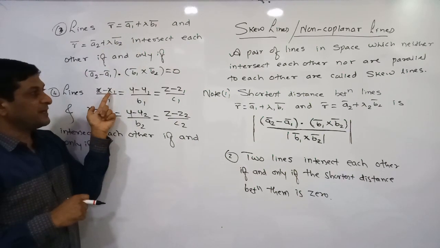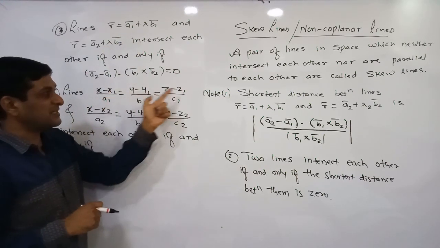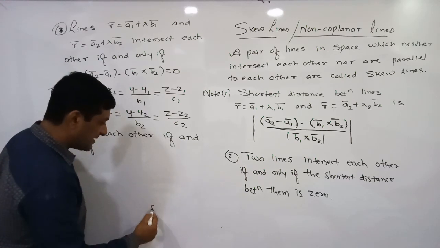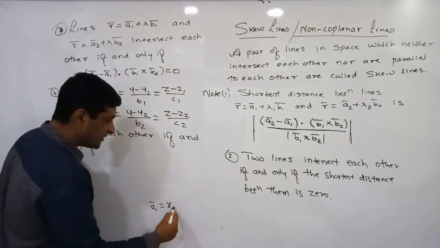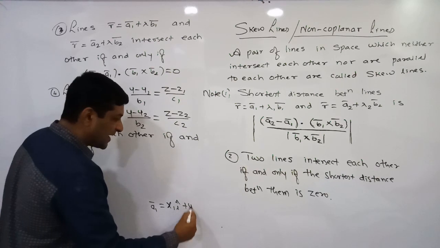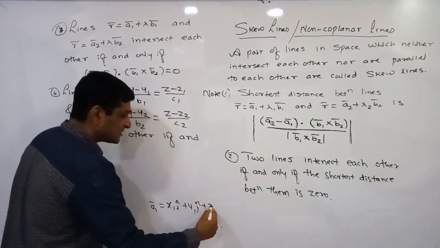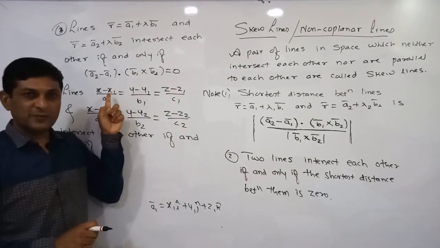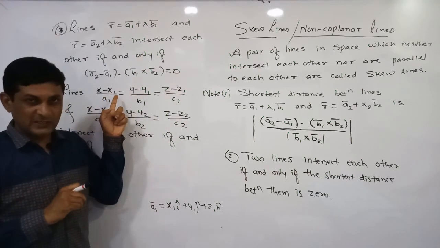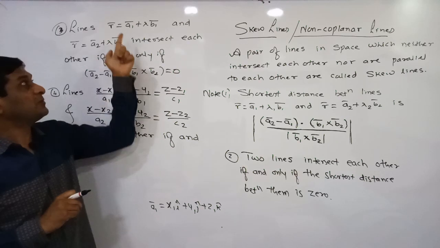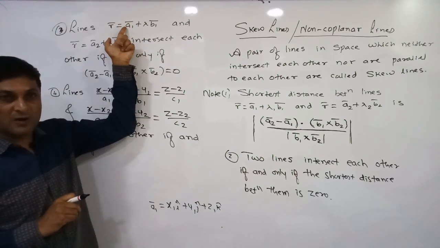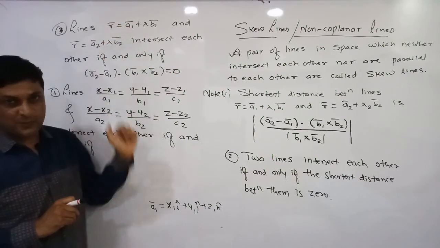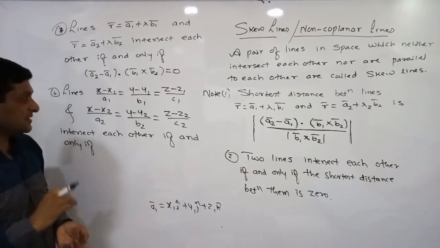Here, what is the coordinate of a point on the line? x1, y1, z1. Means what will the value of a1 bar? a1 bar will be equal to x1 i cap plus y1 j cap plus z1 k cap. So from the equation of the line, we will get the coordinate of one point on the line, and from that coordinate we are able to find out the value of the position vector of that point, isn't it?